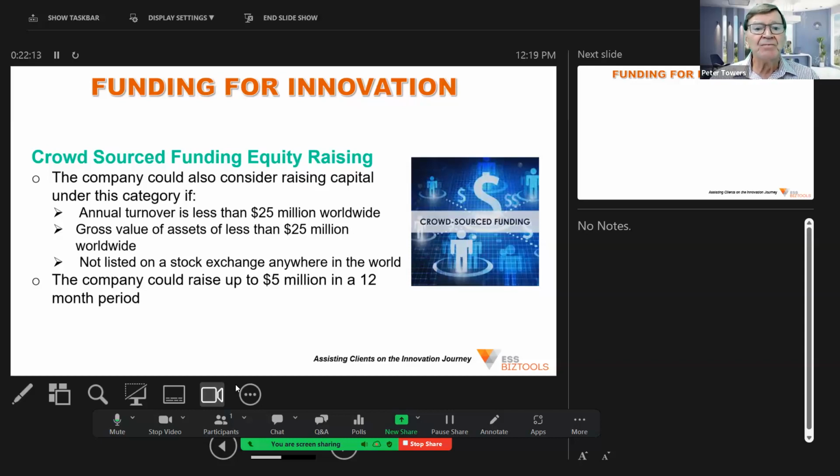So hopefully you are communicating to your clients that you're able to assist them there, because a company with a turnover of less than $25 million and gross assets of less than $25 million and not listed on a stock exchange anywhere in the world can raise up to $5 million in a 12-month period and go back to the market again the following year and the following year to raise up to $5 million each time. That's a great scheme. The intermediaries are now well prepared, or at least 4 of them are.